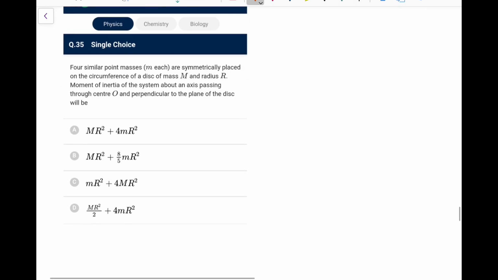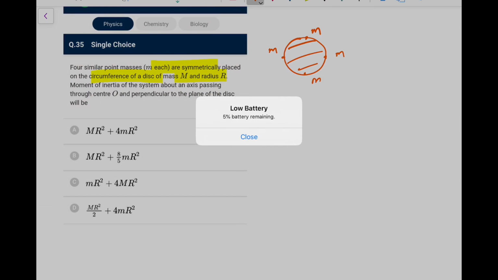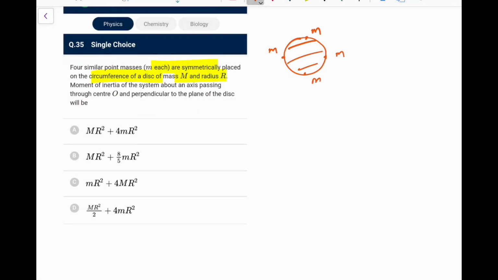Next one. Four similar point masses are symmetrically placed on the circumference of a disk of mass M and radius r. The moment of inertia of the system about an axis through center O and perpendicular to the plane of the disk is. So we have similar masses m, m, m, m on the circumference of a disk of capital M and radius r.